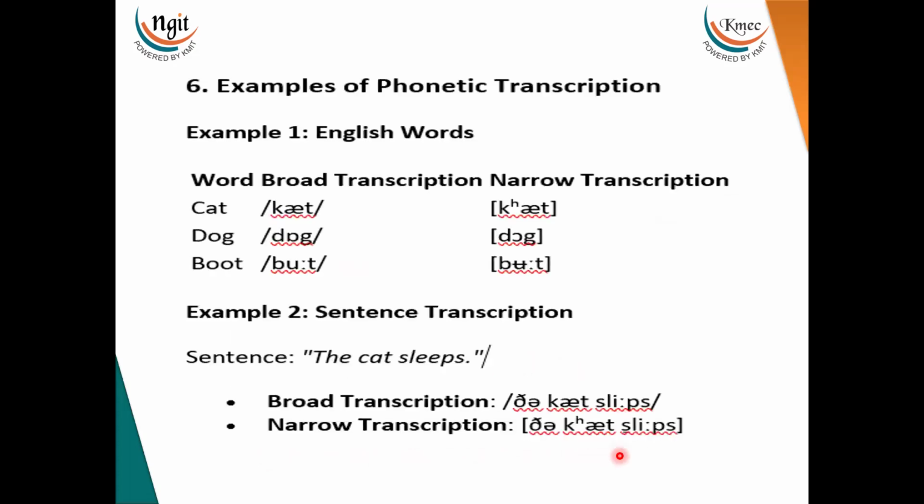So, examples of phonetic transcription. This is your broad transcription. This is your narrow transcription. You can see the aspiration which is happening here. In example one, you have all these English words. Example two is sentence transcription: the cat sleeps. So the broad transcription and narrow transcription representation is given. You can go through this.